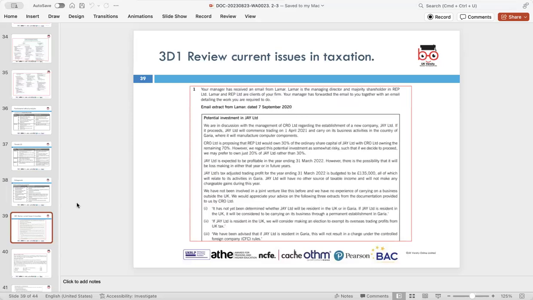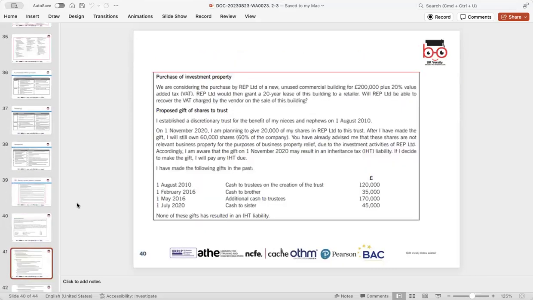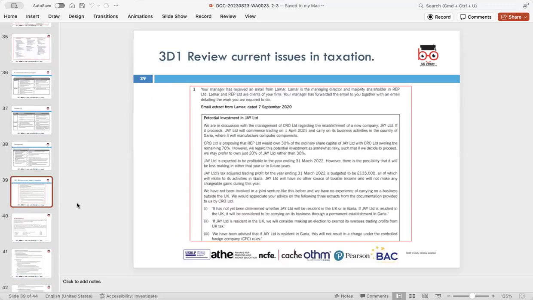So, review current issues in taxation. Here is the example of a company. Limar, the managing director and majority shareholder of REP Limited, sent an email about some important decisions.